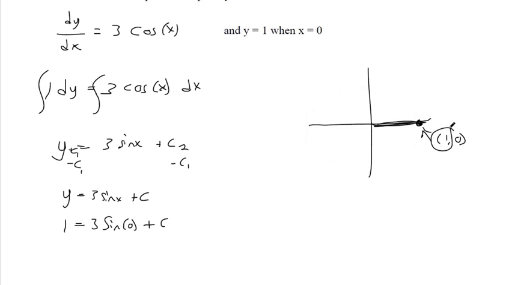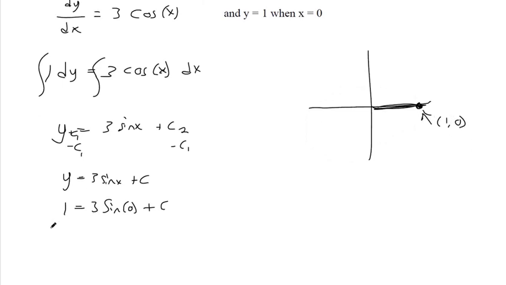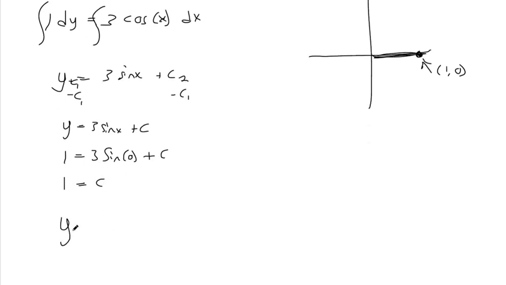So the cosine of 0 would be 1. Sine of 0 is 0. So 3 times 0 makes 0. Now we know what our arbitrary constant is. So the full solution here is 3 sine x plus 1.